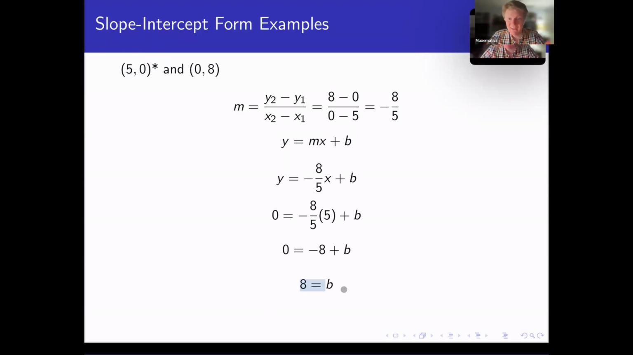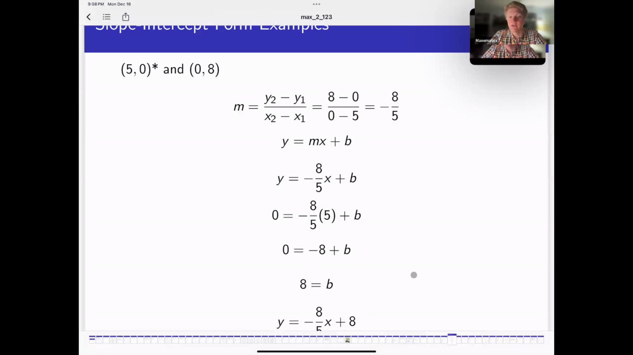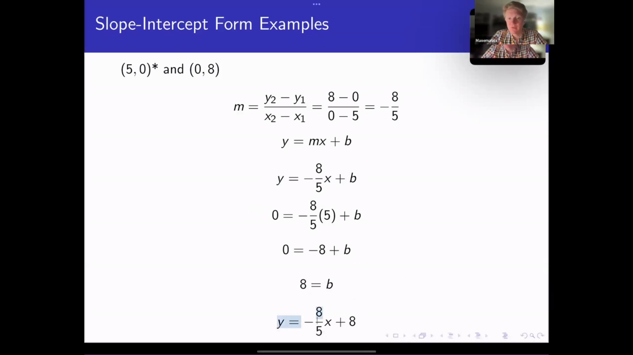Now, that's not the end of the question. We want to write the formal equation. The formal equation says y equals negative 8/5 x plus 8. And that is very formally slope-intercept form. And now you see that because we have the slope negative 8/5 and we have the y-intercept 8. Oh, it actually happens to be right there. But just for the purpose of showing you, that's how we would get it.